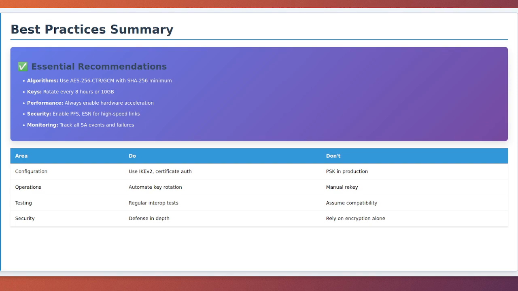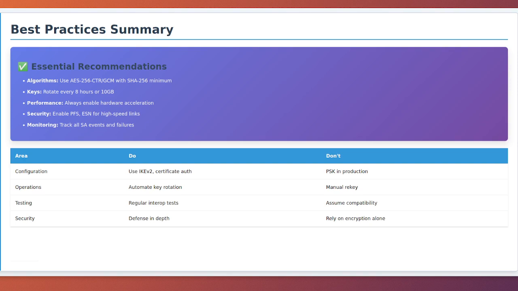Use CPU affinity to bind crypto operations to specific cores, reducing cache misses. Implement packet aggregation and jumbo frames where possible to reduce per-packet overhead. Consider using receive-side scaling to distribute ESP processing across multiple CPU cores. Monitor performance metrics continuously and establish baselines for normal operation.